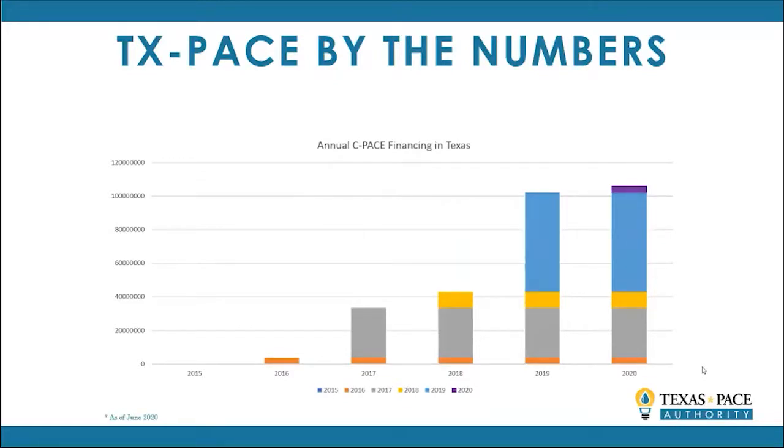Wanted to note that the blue bar is skewed a little bit by a very large project that took place at that time. It was not only the largest project in Texas, but the largest PACE project in the country. So yes, we do everything bigger and better in Texas.